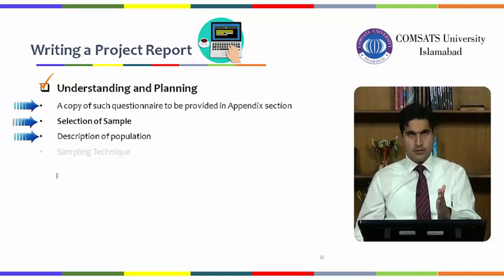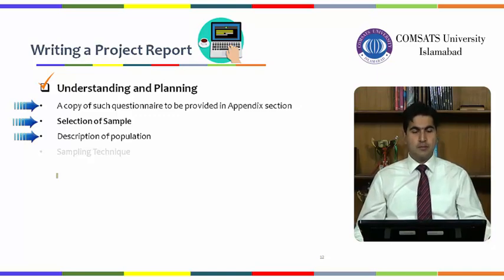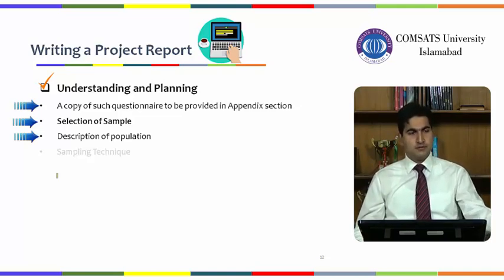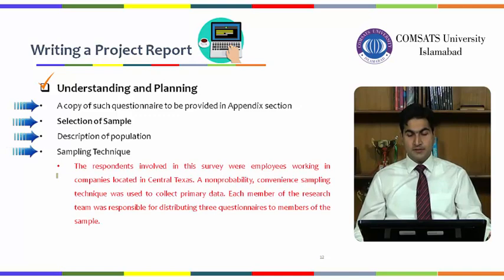You have to basically pick one, decide which one has to be used to collect your sample. And there is another one coming to mind, convenience sampling, a sampling technique used for convenience. Whatever comes for the convenience of the study, you apply it. So the respondents involved in this survey were employees working in companies located in Central Texas. That's how you got your respondents. Then the non-probability convenience sampling technique was used to collect the primary data, and each member of the research team was responsible for distributing 3 questionnaires to members of the sample.